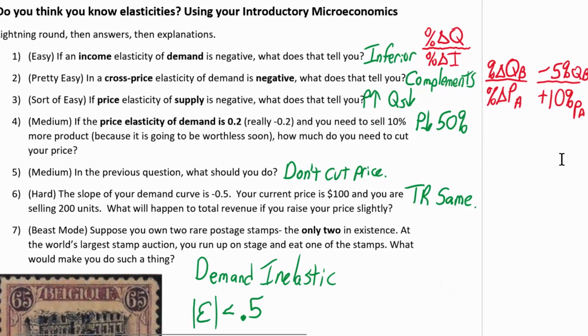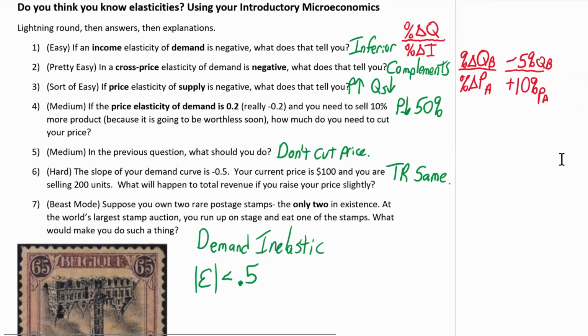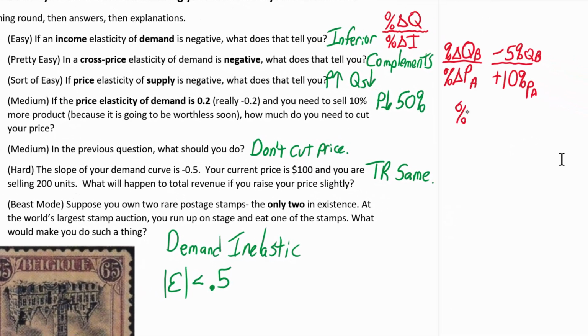Question number 4. The answer here is you have to lower your price by 50%. Why is that? Well, let's just go look at the formula here for price elasticity of demand. Price elasticity of demand is the percent change in the quantity on the top divided by the percent change in the price on the bottom. And here we're looking at the same good, price and quantity.